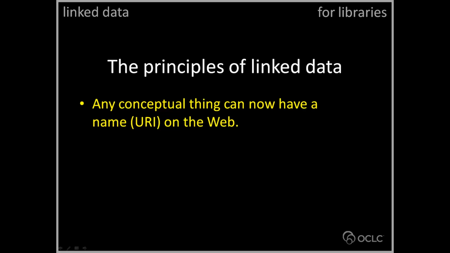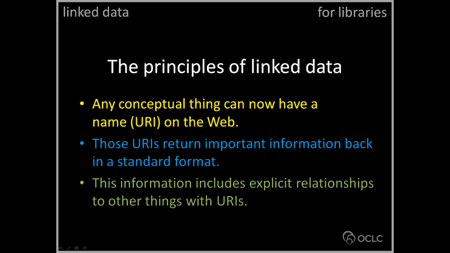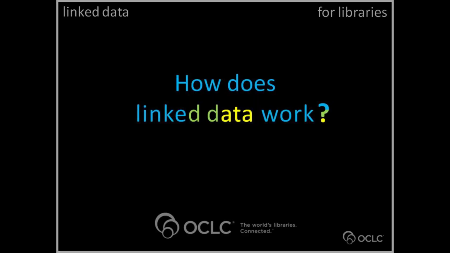Next, when a program accesses a linked data URI, it returns back important information in a standard format. So if a program looks up a URI for a concept, there should be more data there that will be useful in other contexts. Lastly, the information associated with a concept must include explicit relationships to other concepts that are also described in this way. This last requirement is what transforms data into linked data.